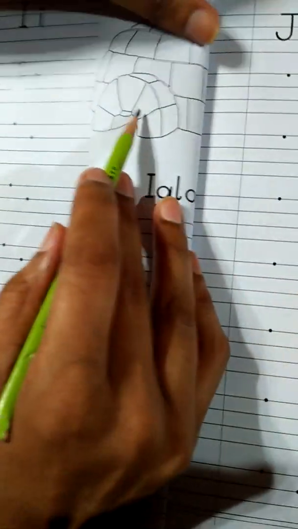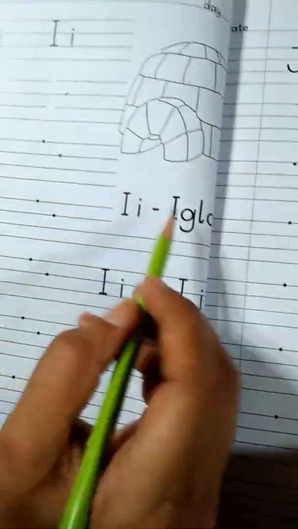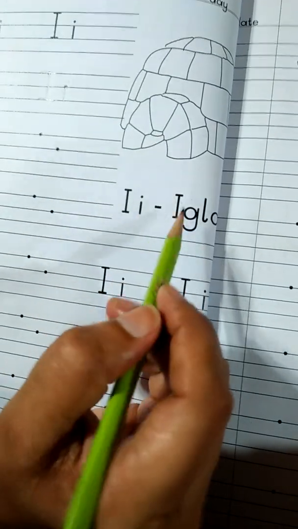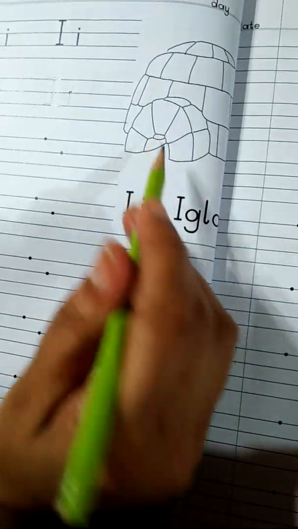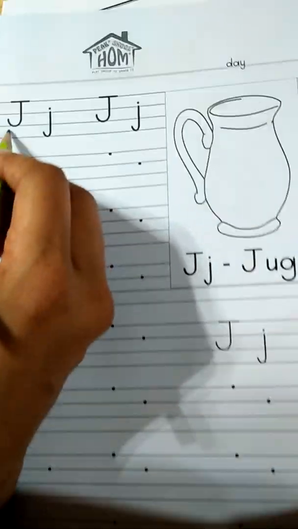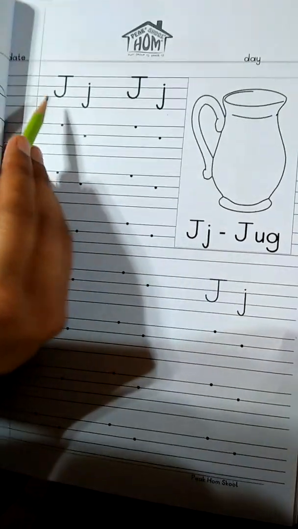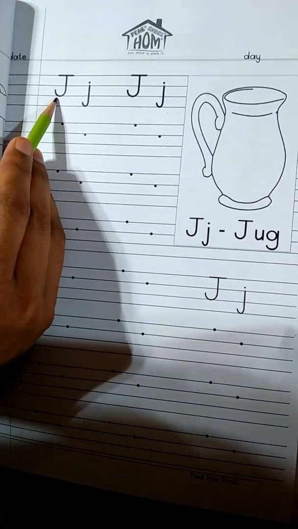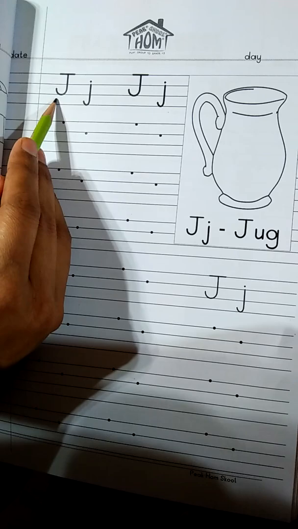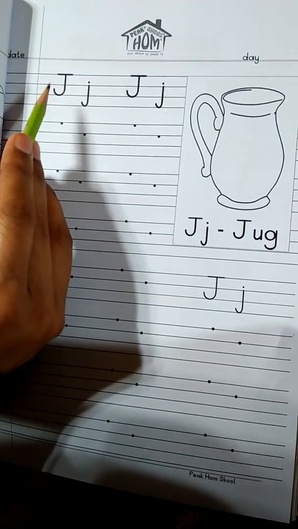Oh, which picture is this? This is igloo. What is this? Igloo. Which letter is this? Okay, this is J. What is this? J.